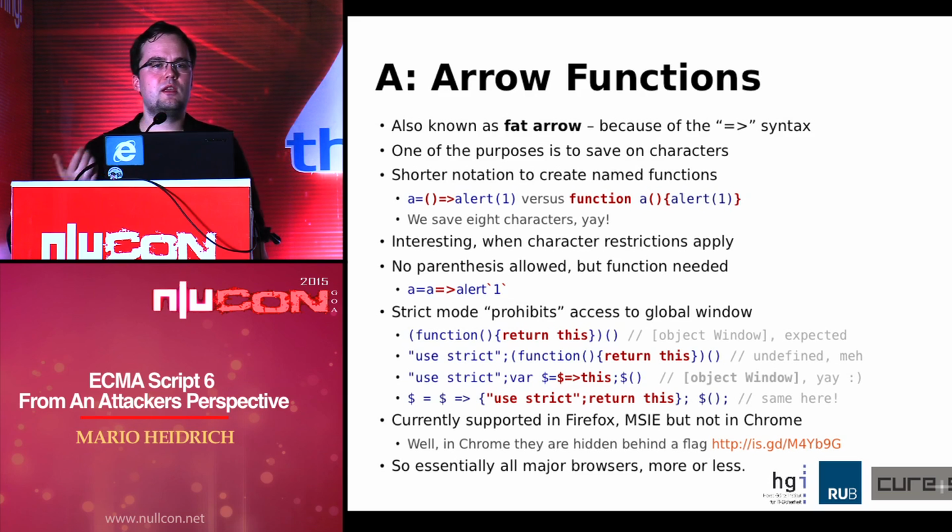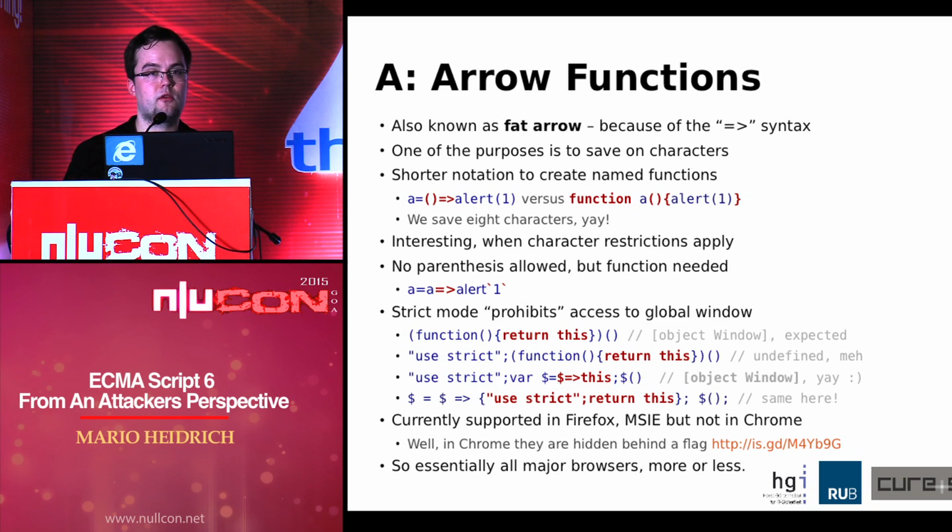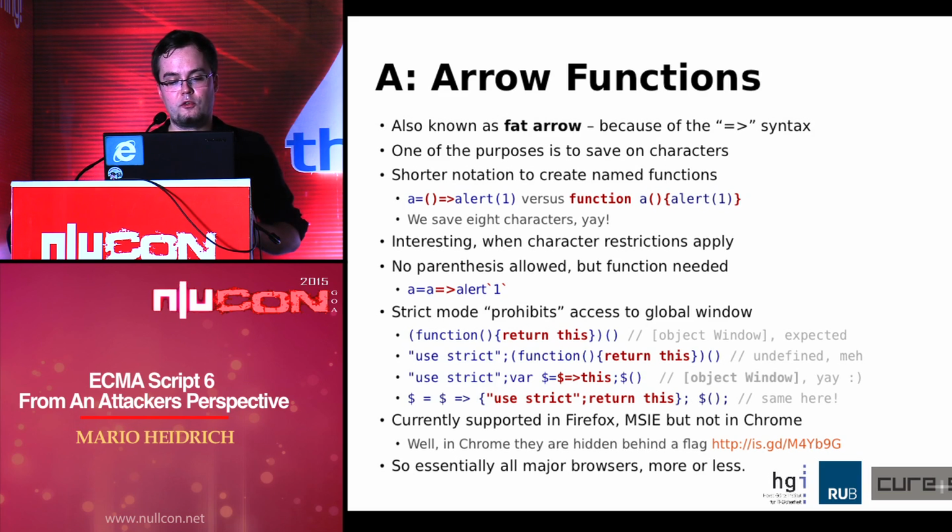This is extremely amazing for sandboxes, of course, because they can make sure that there is no possibility of accidentally leaking the window object. A JavaScript sandbox wants to make absolutely sure that the window object is not leaked, because by leaking the window object in the sandbox, you bypass the sandbox and can execute arbitrary code again. However, if you use an arrow function and say use strict, and then assign var $ equals $ fat arrow this, then you will get window again.